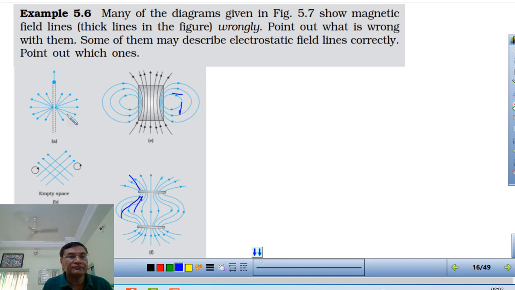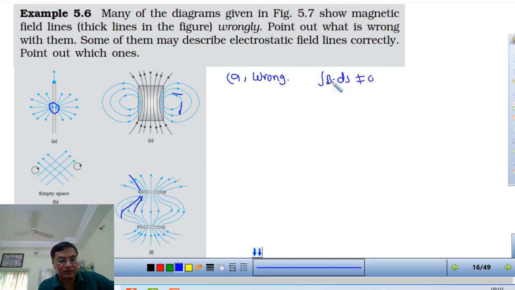So if you see this first figure, these lines are coming out. If you take the closed surface over here, the lines are coming out, not going inside. And therefore, if you do integration of the magnetic field for this surface, it won't be 0. So naturally, A is wrong. It is not a magnetic field. Why? Integration of B dot ds is not equal to 0, or whatever the field. I don't write B, because if I write B, then I have to write 0. I write any field A. This field A is not equal to 0. So it is not a magnetic field. Okay.